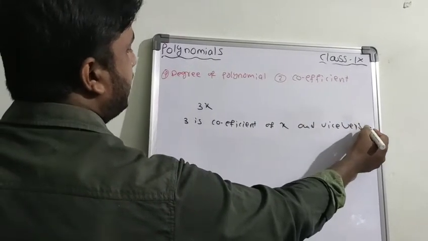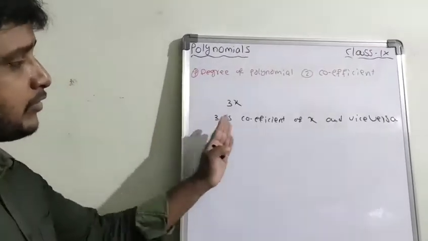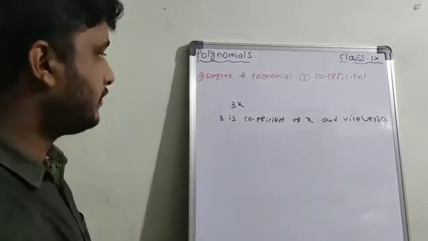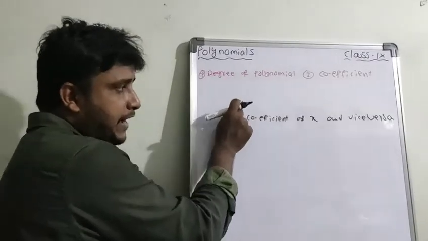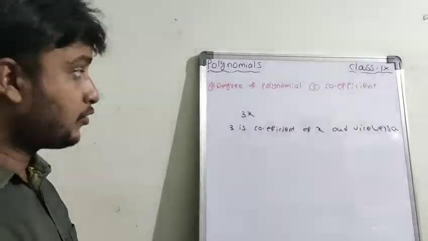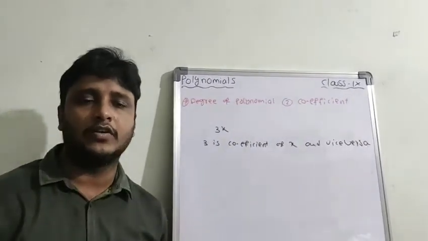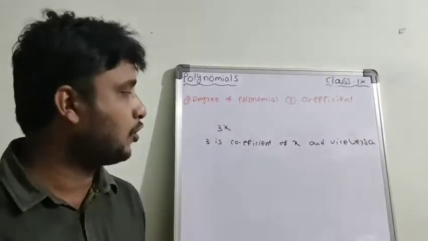You people know very well what is the vice versa. That means 3 is the coefficient of x, then x is the coefficient of 3. That is the meaning, the reverse also. That means in a product, each factor is the coefficient of the product of the remaining factors. Actually, in 7th class you have learned the definition of coefficient.